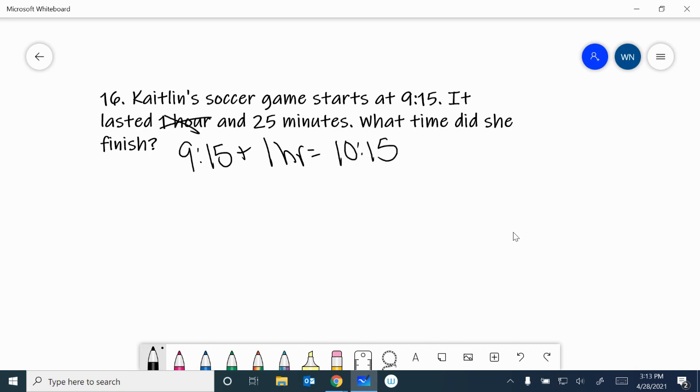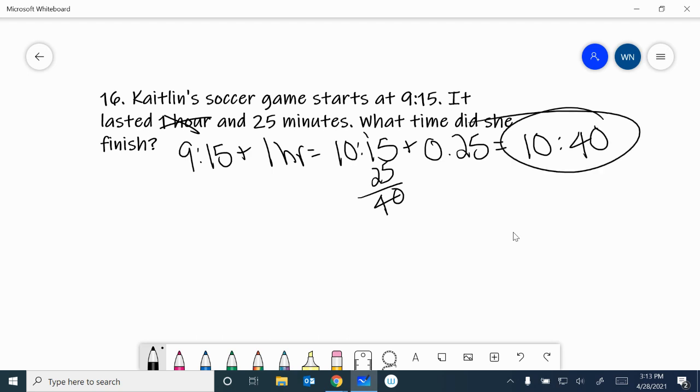So I'm going to go ahead and cross out that 1 hour. And then if I add 25 minutes, that's going to get me to 10. 15 plus 25, 40. Your answer is 10:40.